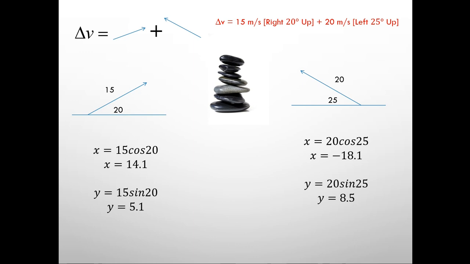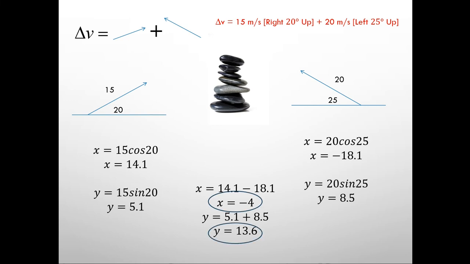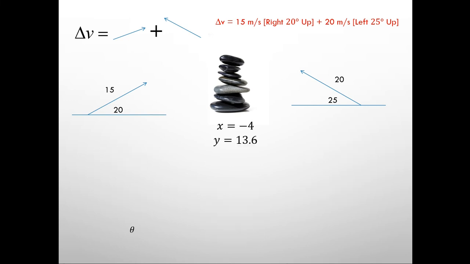Now that we have the x's and y's for both of our vectors, or if you were doing this in a larger, more complicated example and you had multiple vectors, once you have the x and y values for all your vectors, you can simply add them together. So for x, it's 14.1 plus the other one, which is a negative, so subtracting 18.1, we get x is negative 4, and adding our y's together, we get y is 13.6. So we'll keep track of those values.